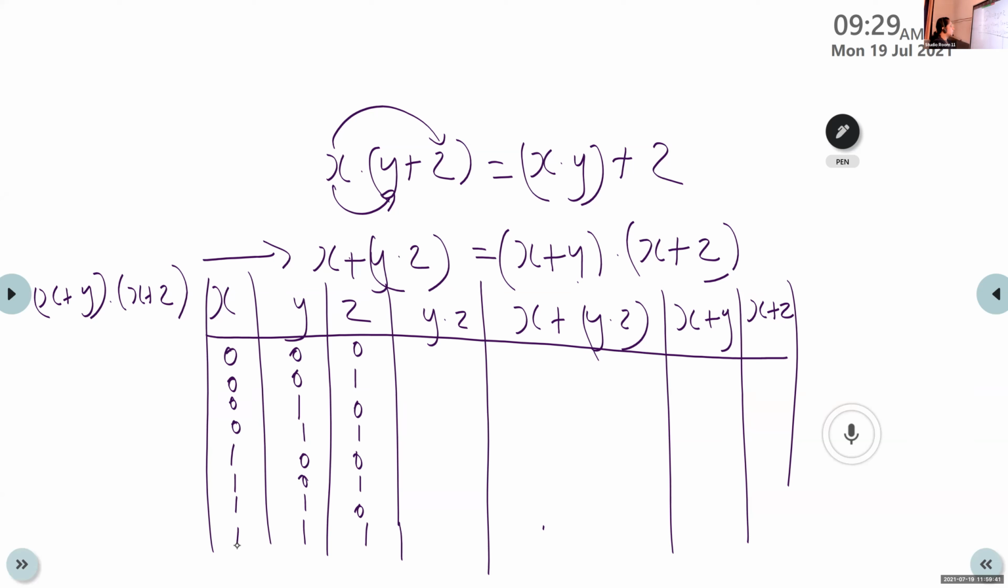Then find out the first column result, that is y dot z. After that, find out x plus y dot z. Then x plus y, x plus z. Then the final result is x plus y into x plus z. Okay.